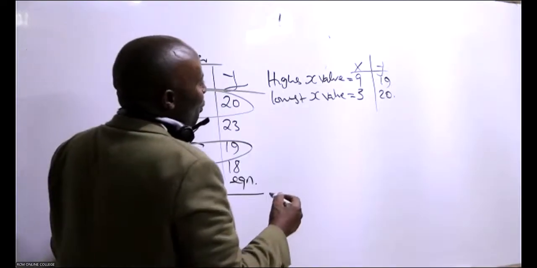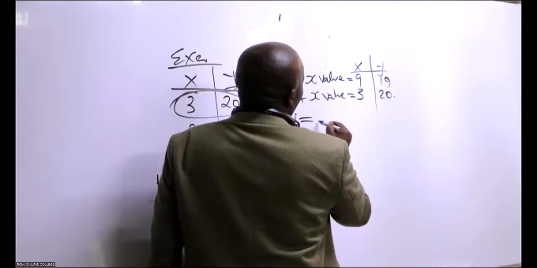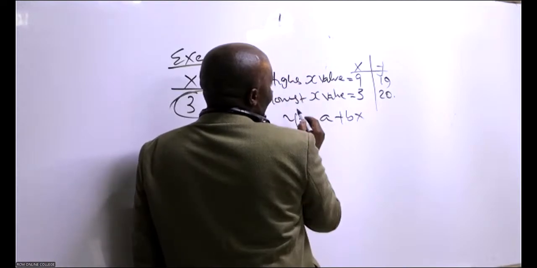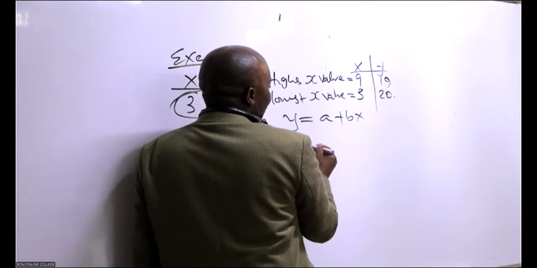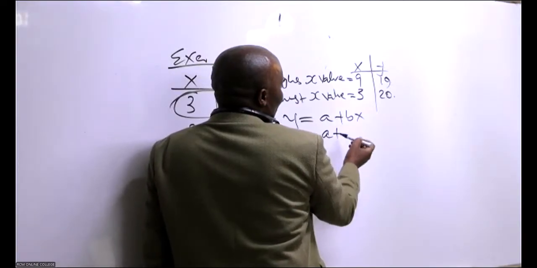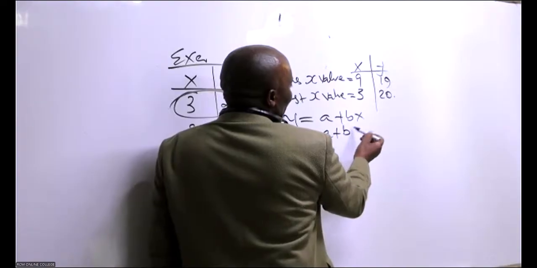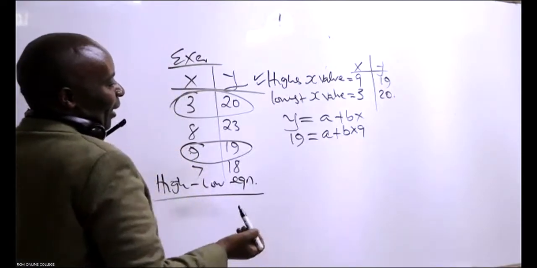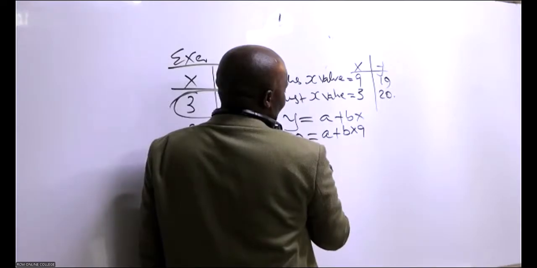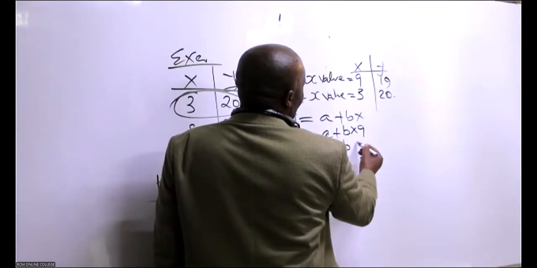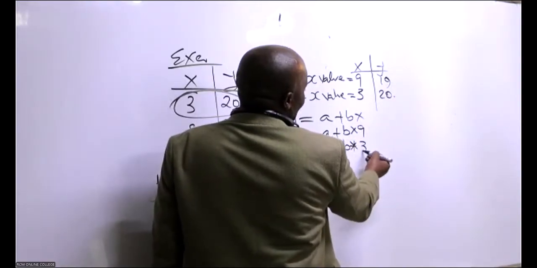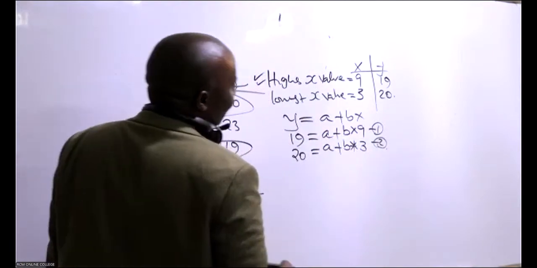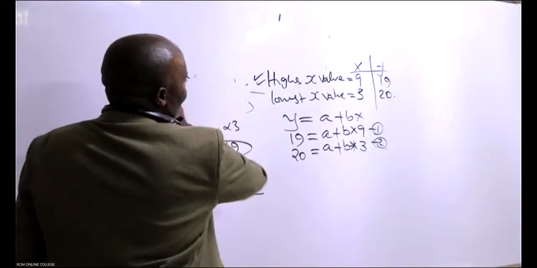Then you go ahead and form equations. So we have our equation being y equals a plus bx. Two simultaneous equations. We start with the highest. So the highest, what is the y? 19. Equals a, which I do not know, plus bx. So b times what here, somebody? 9, isn't it? And then the second one, y is 20, isn't it? Equals a plus b times x, which is what now here? 3. So this is 1, this is 2. Go ahead and rewrite them properly.